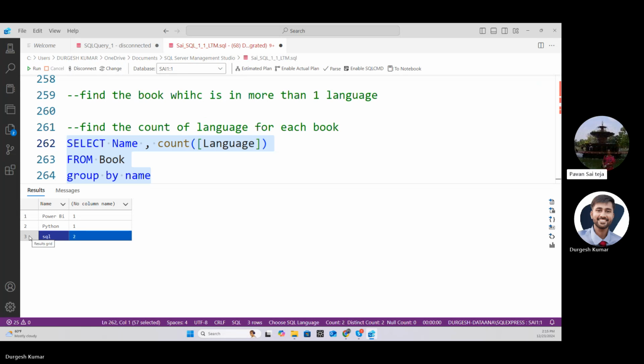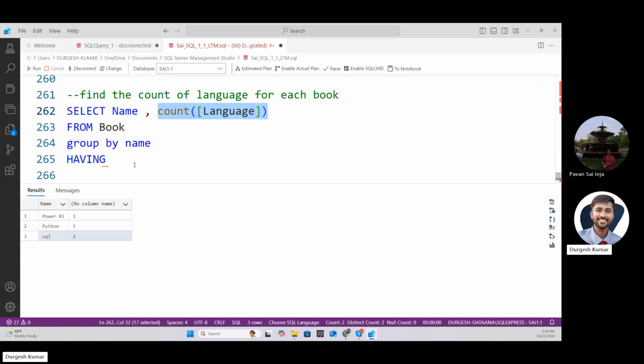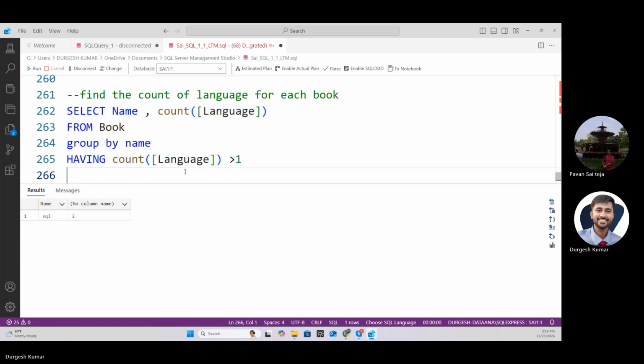Correct, Sai? So from this query, if I want to filter this SQL and two, what I will do is write a having clause, not where. Having this count of language, because this is that column 2, 1. I will say greater than 1, right? And I will run this. Boom, you got your answer. Tell me now, did you understand the difference between where and having? Yeah, got it. Okay, perfect.